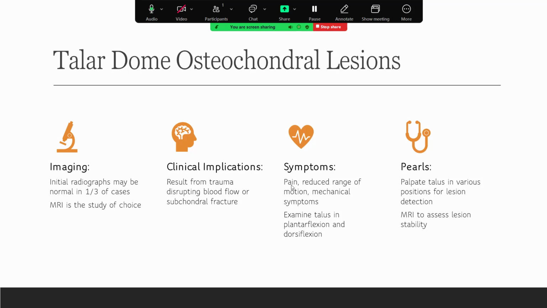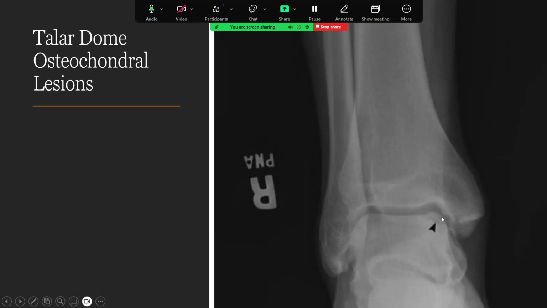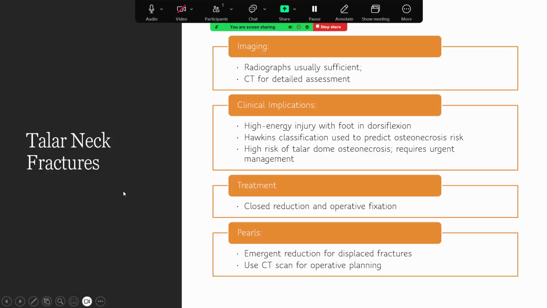Generally the symptoms are pain, reduced range of motion, and being unable to walk properly. So you've got to examine the talus in plantar flexion and dorsiflexion, and you're going to palpate for pain, and sometimes you may actually feel a swelling, although that isn't very common, I must be honest. So this is a talar dome osteochondral lesion. And again, this is not the type of thing you're going to run into every day, but if you work long enough, you will eventually see one of these.